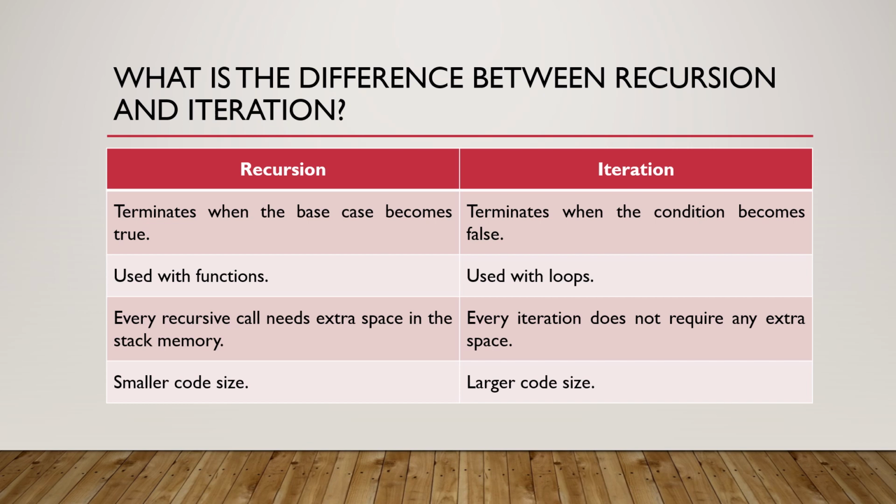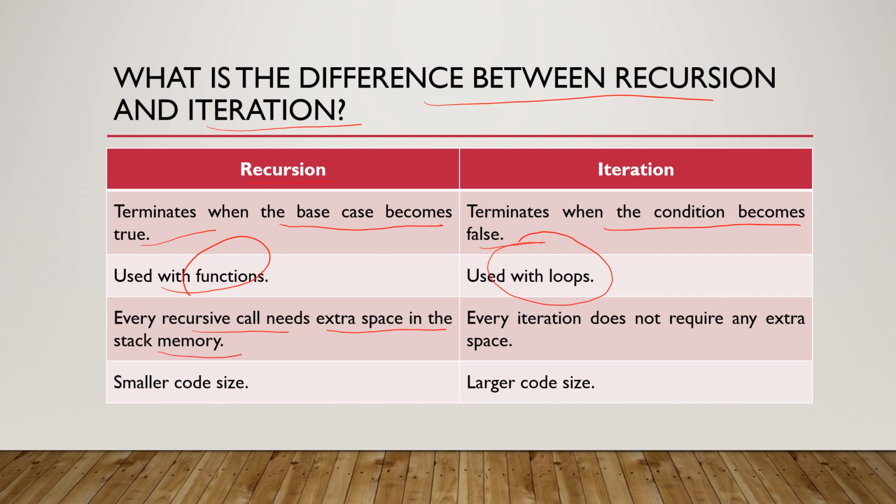Now let us have a look at the difference between recursion and iteration. So in recursion, the base case becomes true, then it terminates, whereas when the base condition becomes false, iteration terminates. Recursion is used with functions, whereas iterations are used with loops. Every recursive call needs extra space in the stack memory, whereas every iteration does not require any extra space. In recursion, the code size is smaller, whereas in iteration, the code size is larger.